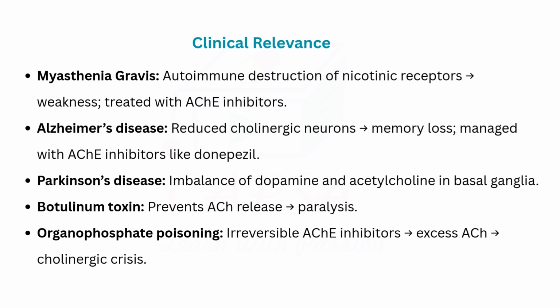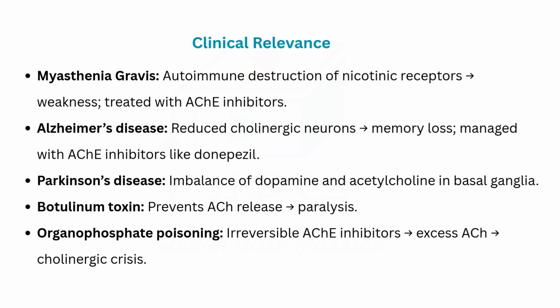Another example is botulinum toxin poisoning. So, botulinum toxin blocks the release of acetylcholine from the nerve endings, leading to paralysis of the muscle. This is a life threatening condition, although the same toxin is used in very small controlled doses in medicine and cosmetology. Finally, we have organophosphate poisoning.